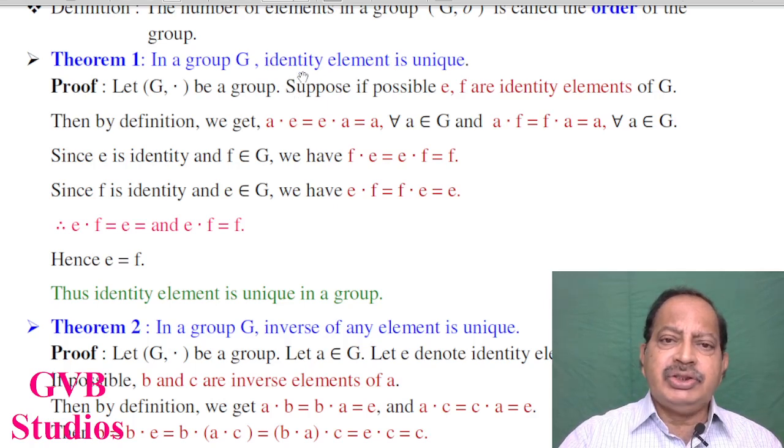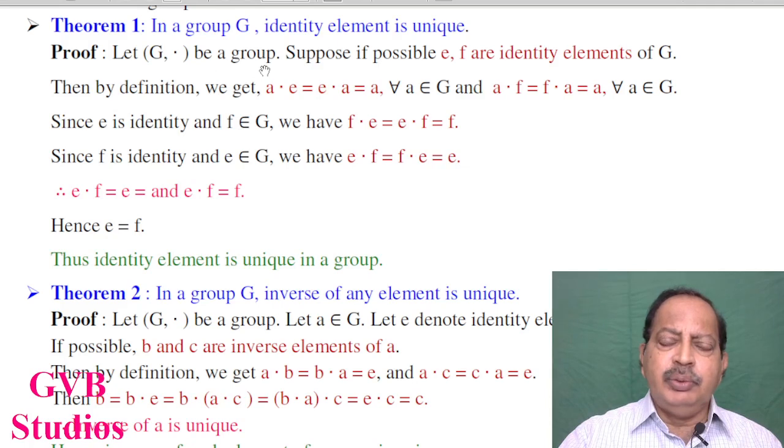Here, the statement says identity element is unique. If at all identity elements exist, it is unique. That means there is only one identity element in a group. Let us go to the formal proof of the theorem.